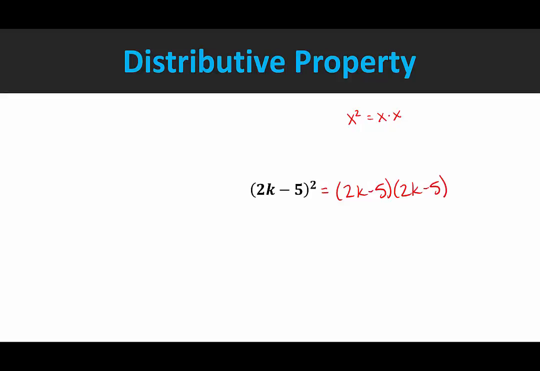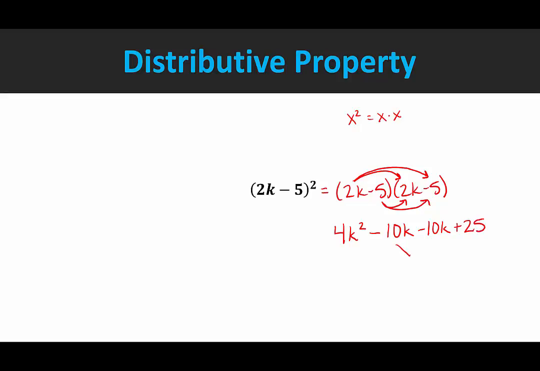When you're multiplying these, you always want to have the two sets of parentheses. One polynomial here and another one here. Now that you have that, you can do your distributive property and draw out your arrows. So 2k times 2k is 4k squared. 2k times negative 5 is minus 10k. And in the second term, negative 5 times 2k, negative 10k. And then negative 5 times negative 5 is positive 25.